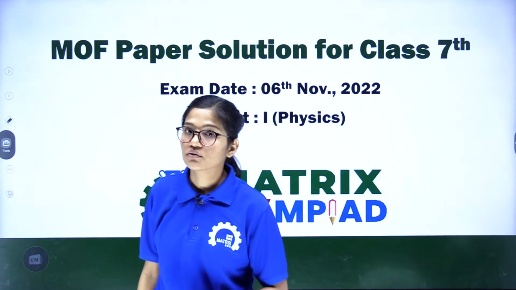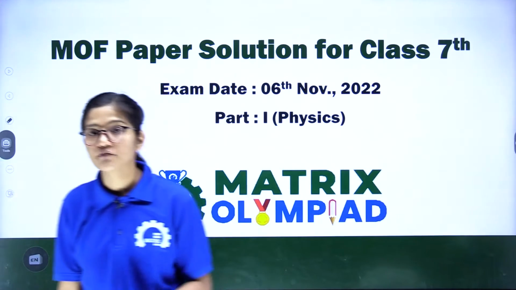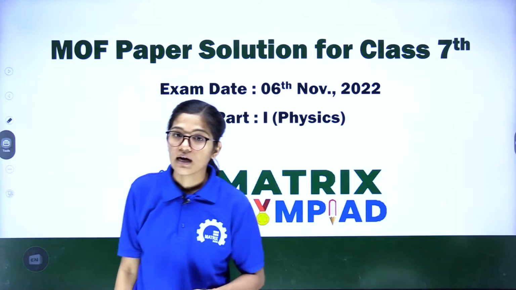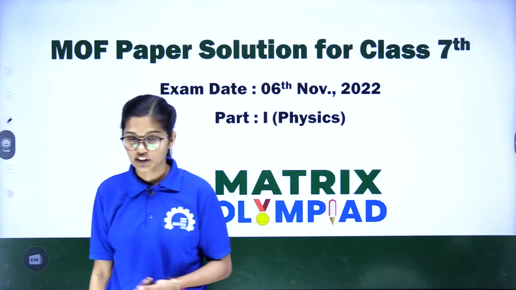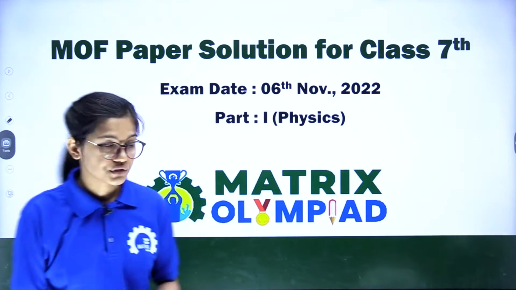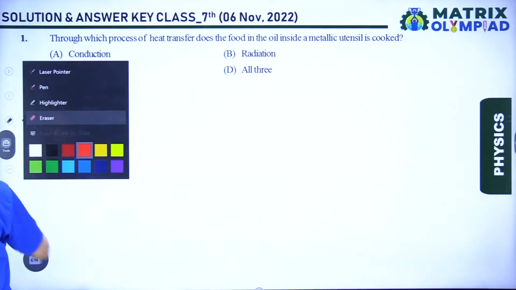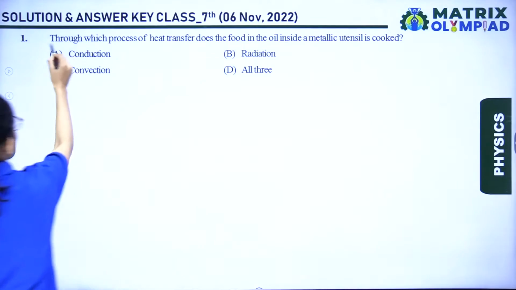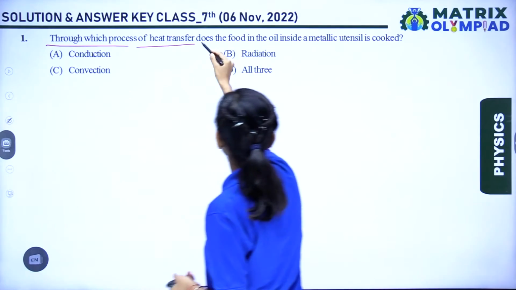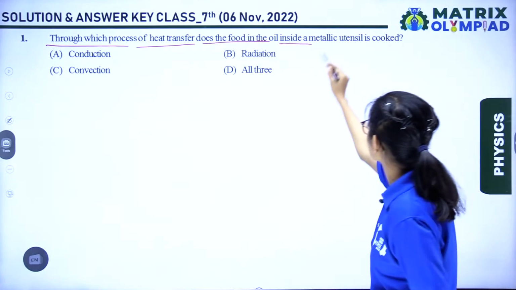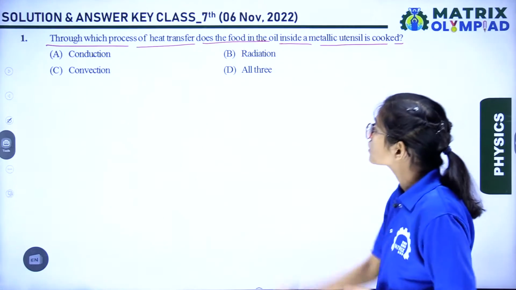We are here to discuss the solution of MOF that was held on 6th November, and I am here to discuss the solution of physics paper. Now let's see the questions. In question number first, through which process of heat transfer does the food in the oil inside a metallic utensil is cooked?